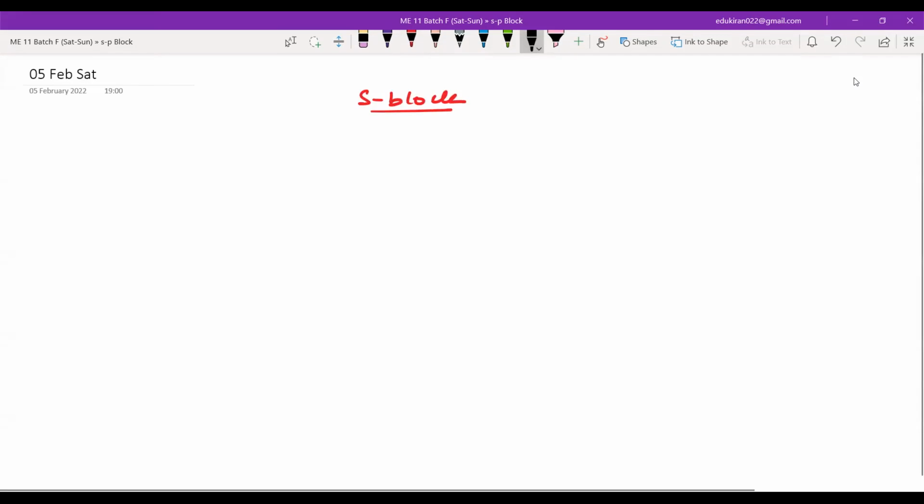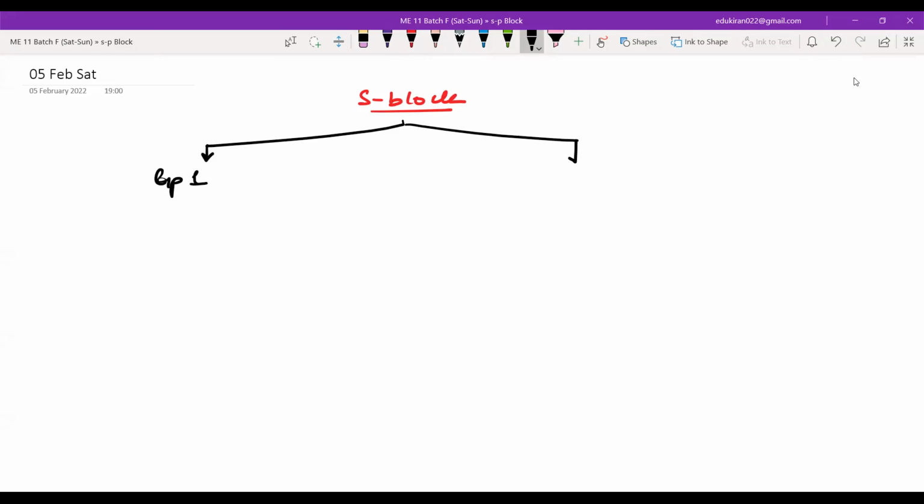S block elements. It has two groups that we are going to study today. First is group 1. The other is group 2. Group 1 is known as alkali metals.